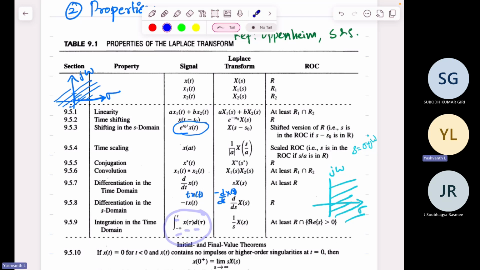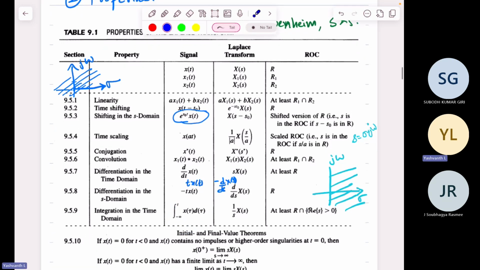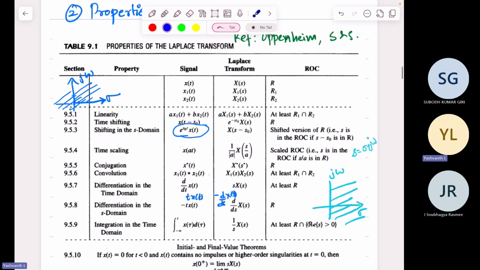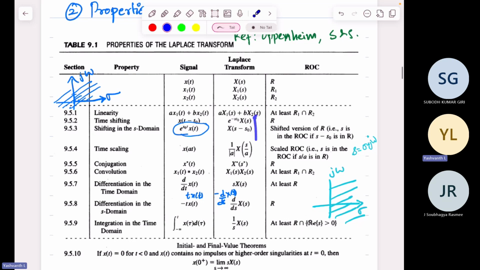Okay, so these are the very commonly used properties. If you keep practicing problems on Laplace transform, with time you will automatically remember all the properties. It is not very difficult. It's only 9 properties. If you keep practicing, you will automatically memorize these properties. It's very easy. For example, you see that these are like dual properties. If you remember one, the other one you can make out.